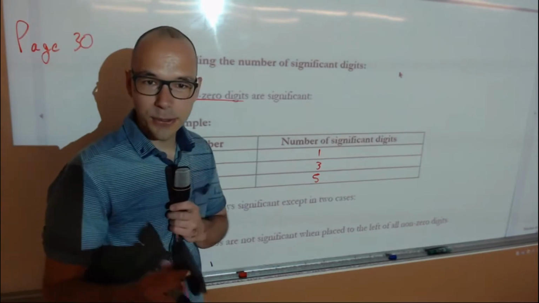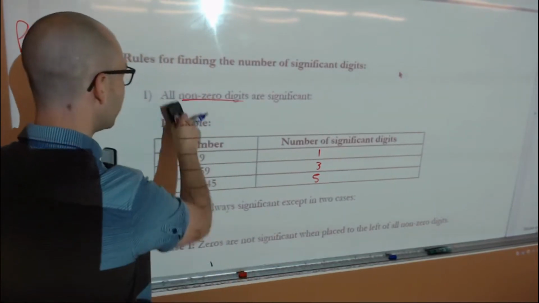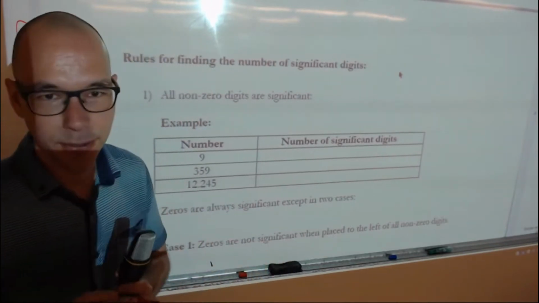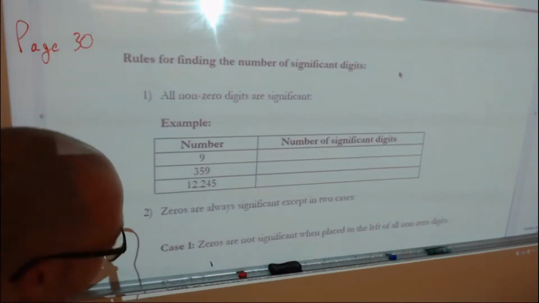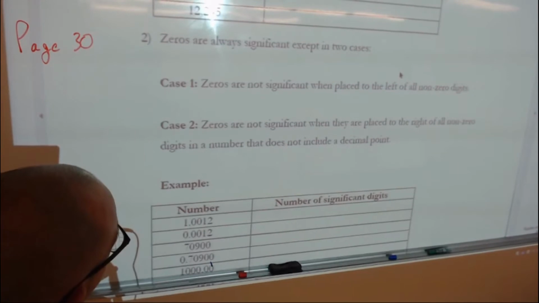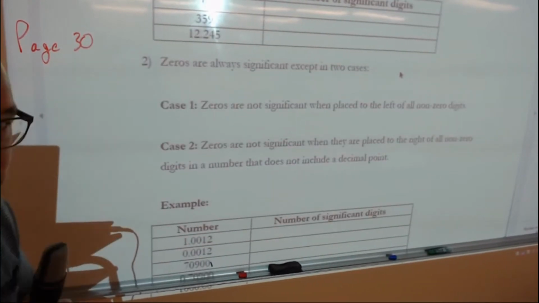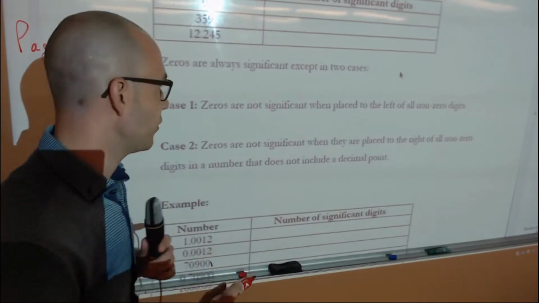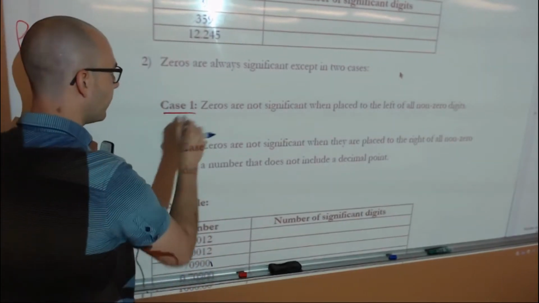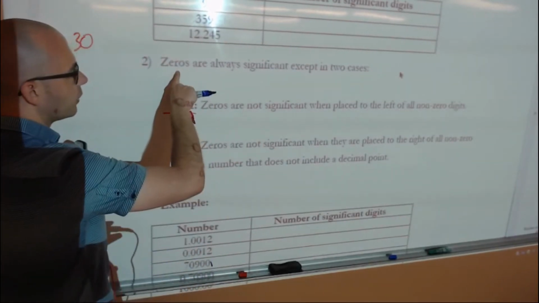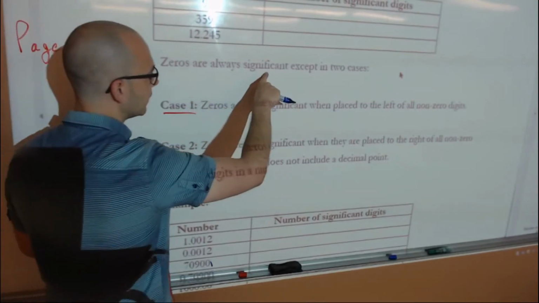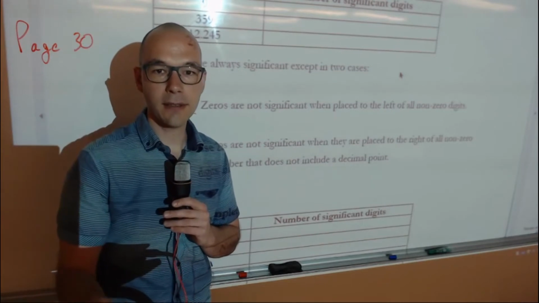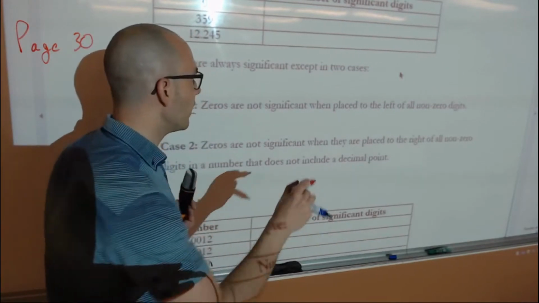Now I'm going to go to the number 2 rule, where you have zeros. And now it's going to be trickier because there are 2 cases with zeros, and you have to remember those by heart. There's no choice. Well, first, zeros are always significant. So they are always significant. Always take them as significant, except in 2 cases.